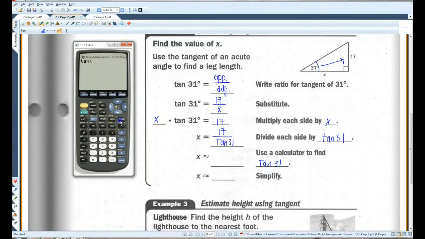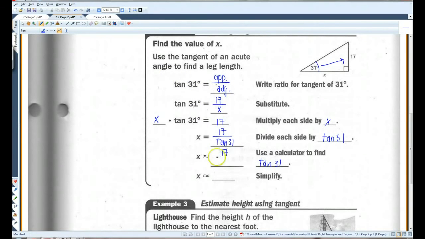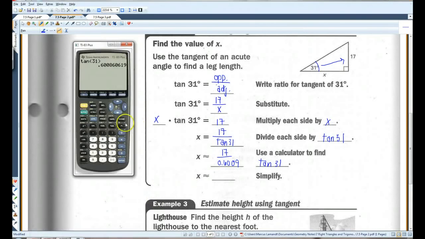Let me make sure it's in degrees. There we go. So, tangent of 31 degrees is 0.6009. So I've got 17 over 0.6009. If I divide that, 17 divided by 0.6009, I get 28.3, I'll say.